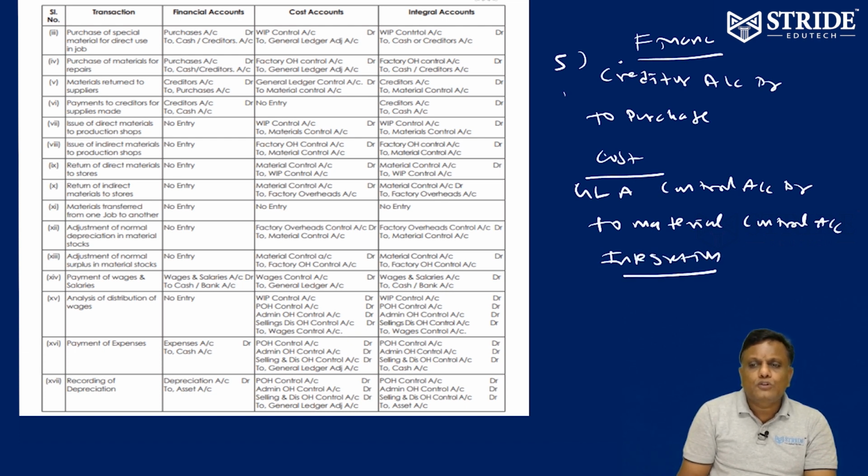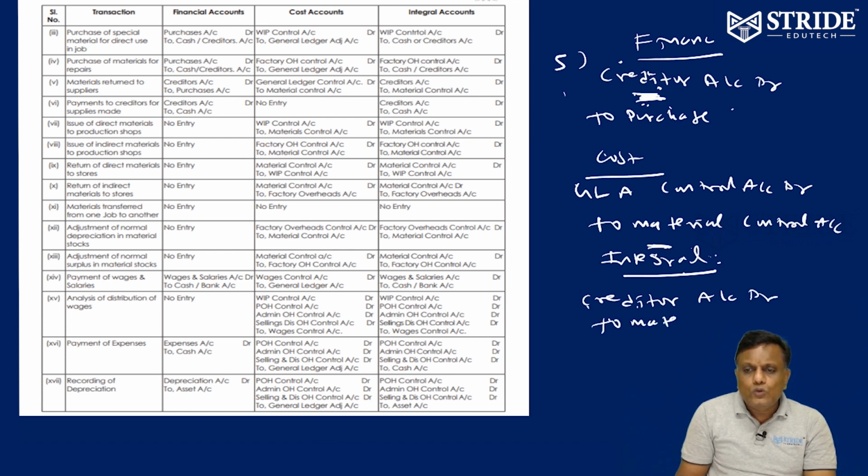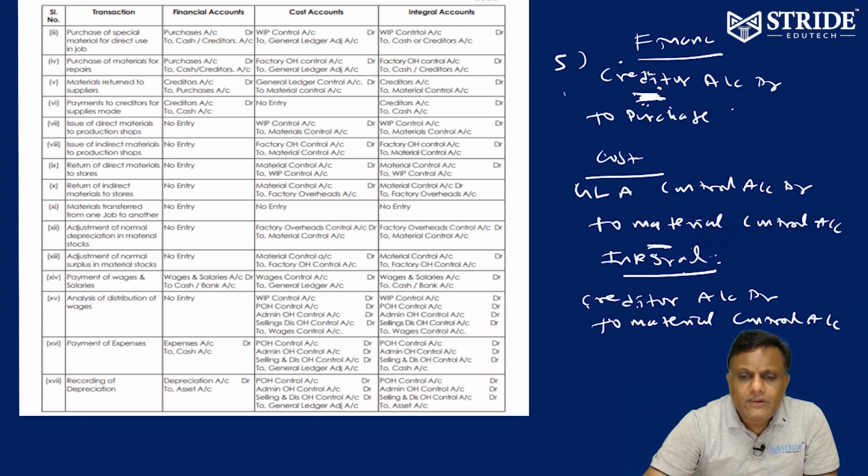So in integral accounts, so debit we can take from financial, because GLA is a word we are not supposed to use, purchase is not, we are not supposed to use in integral books. So creditor from financial, material control from cost. So you can take debit creditor, credit material control. So entry creditor account debtor to material control account. This is number 5. Creditor to material control.